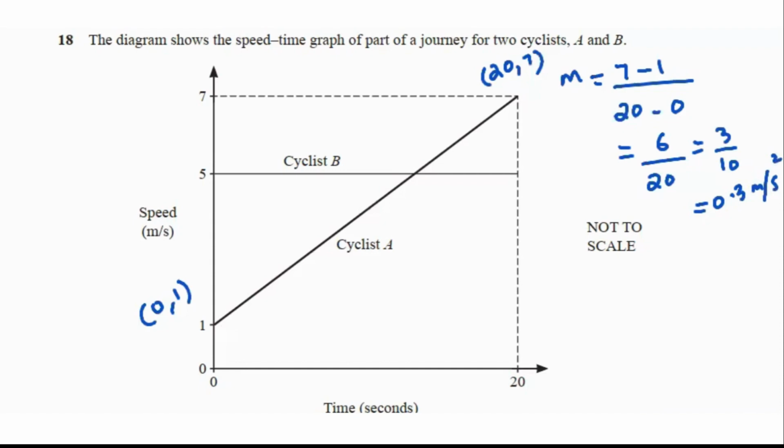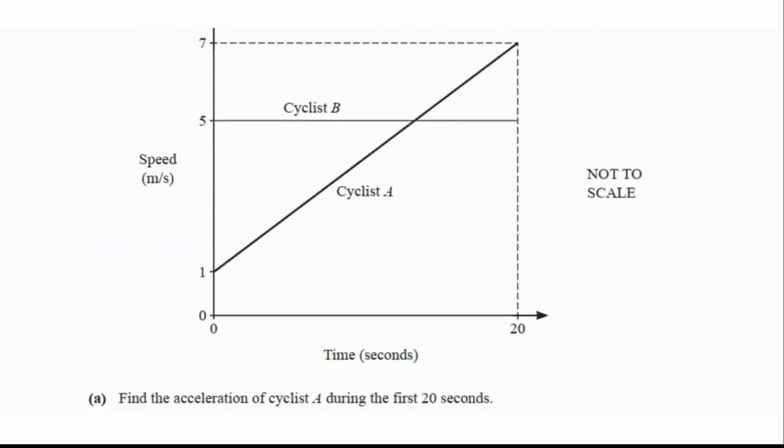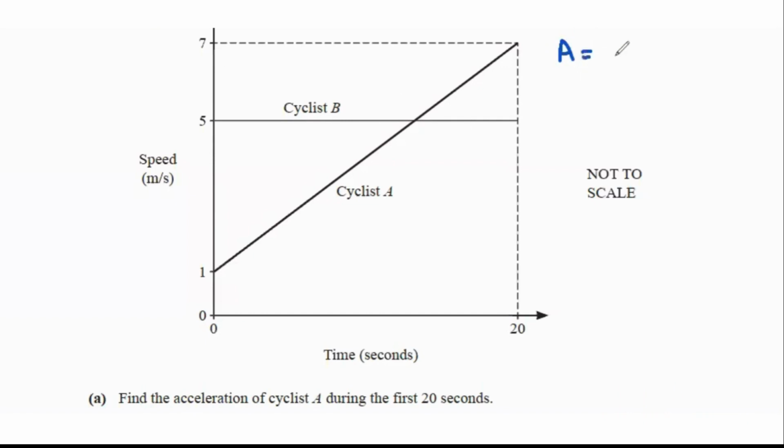Then it says, find which cyclist traveled further in the first 20 seconds and by how many meters. The area under the speed time graph gives us the distance, and the slope of a speed time graph gives us the acceleration. So if you look at the area under the speed time graph for cyclist A and B, for A, it's a trapezium. So we're going to do 1 over 2 times the height, which is 20, times the sum of parallel sides, which is 1 plus 7. So that's 10 times 8, and that's 80 meters for cyclist A.